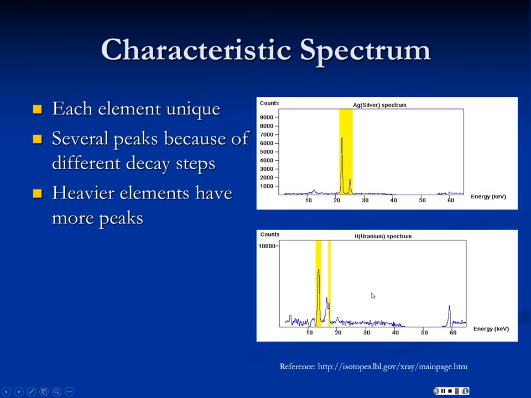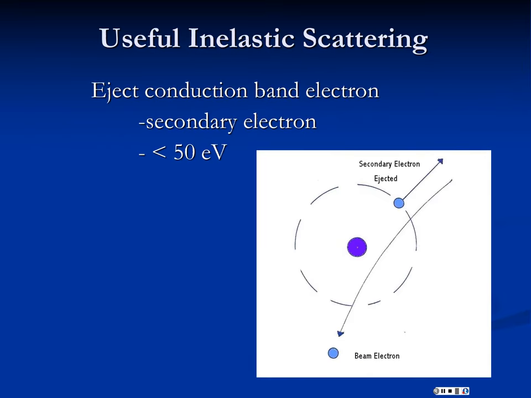Heavier elements have more peaks because they have more available energy levels for decay, so you'll see a lot more peaks going on. These X-rays tell us who is home, what elements are present, and that's often the big question. What impurities slipped through our process? Is the alloy the right composition? And so on. This is a very useful tool.